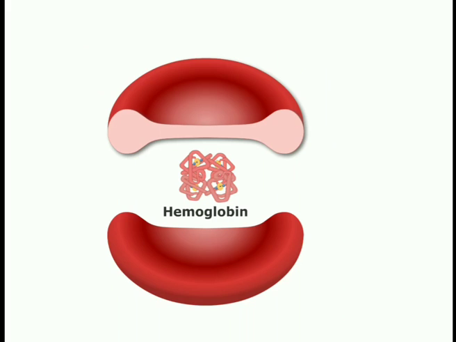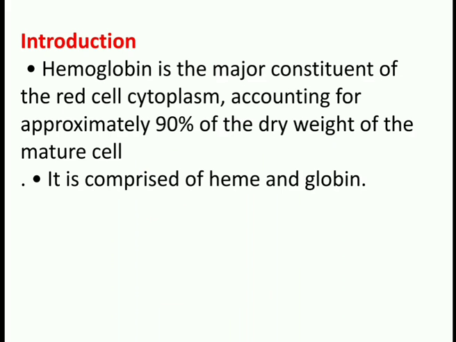Now let's move on to the introduction part of hemoglobin. Hemoglobin is a major constituent of the red cell cytoplasm, accounting for approximately 90% of the dry weight of the mature cell. It is comprised of heme and globin.